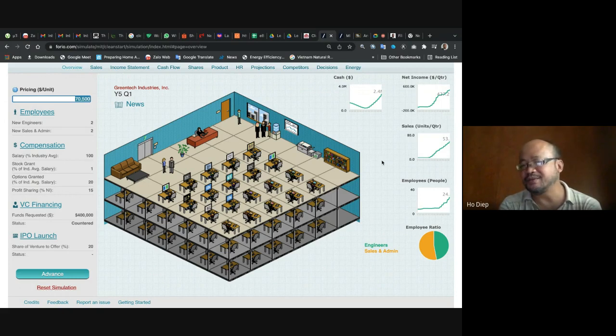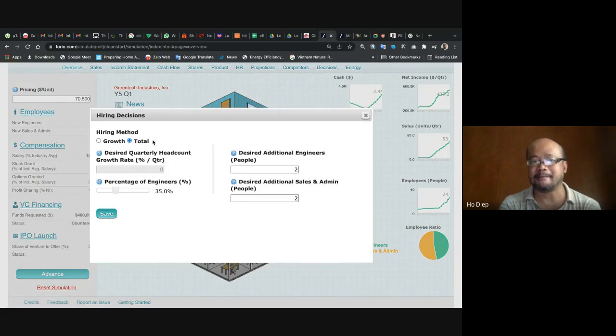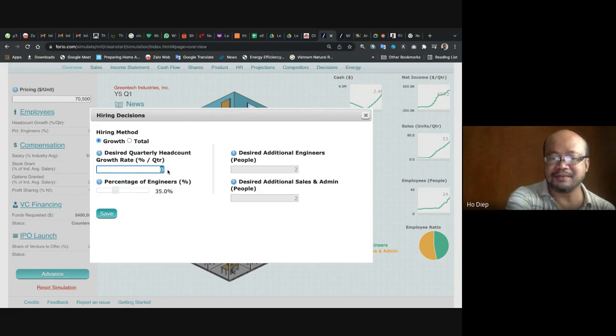But I need to invest in more engineers as well. So let's change the employees. We are still growing. Our profit is still growing. We don't want to keep too much profit, and hence we need to spend a lot of this profit by hiring more staff. So instead of changing numbers here, we'll change it to percentage growth. So let's grow by 15%.